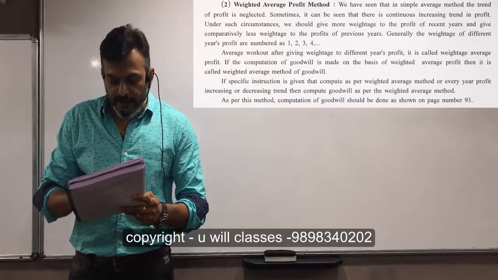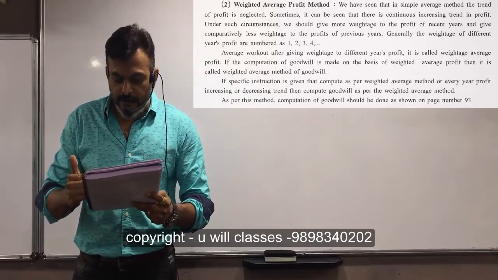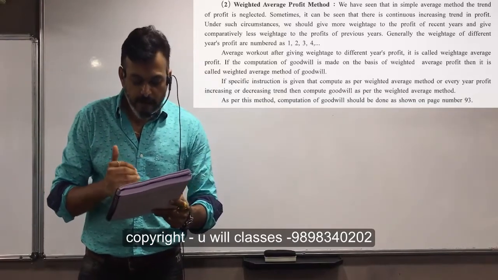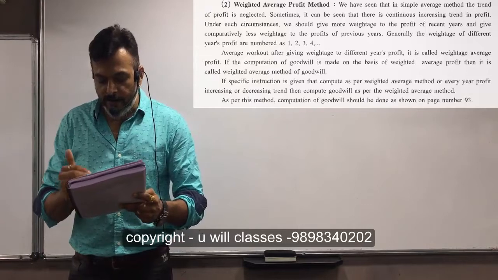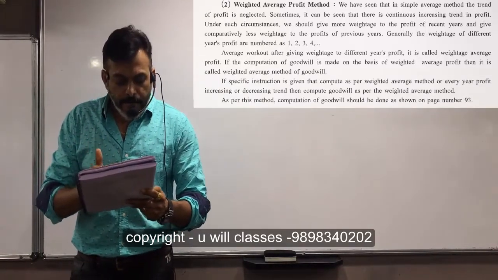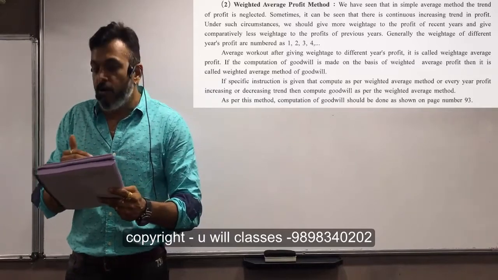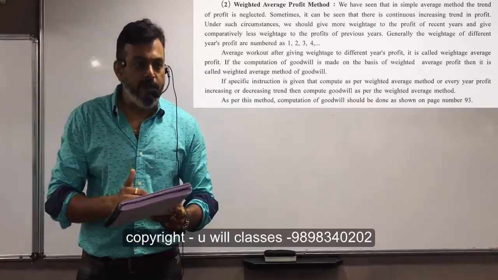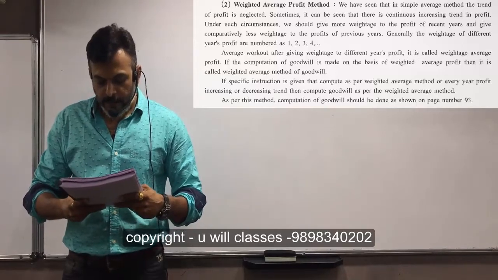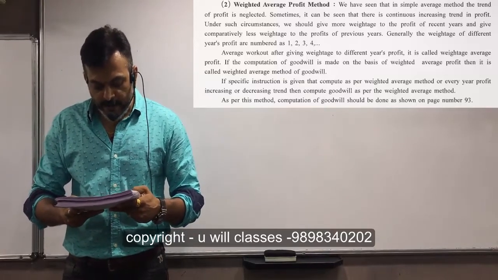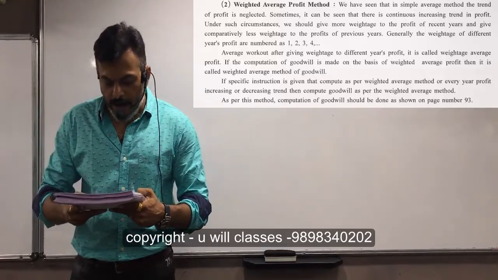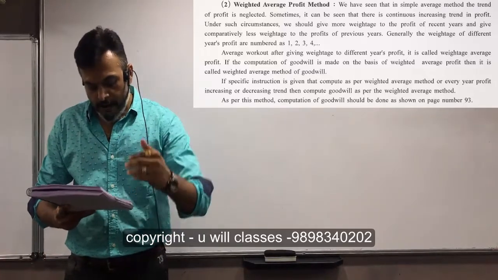sometimes it can be seen that there is continuous increasing trend in profit. Under such circumstances, we would give more weightage to the profit of recent years and give comparative less weightage to the profits of previous year. Mark this line, please. Generally, the weightage of different years' profit are numbered 1, 2, 3 and 4, so on.